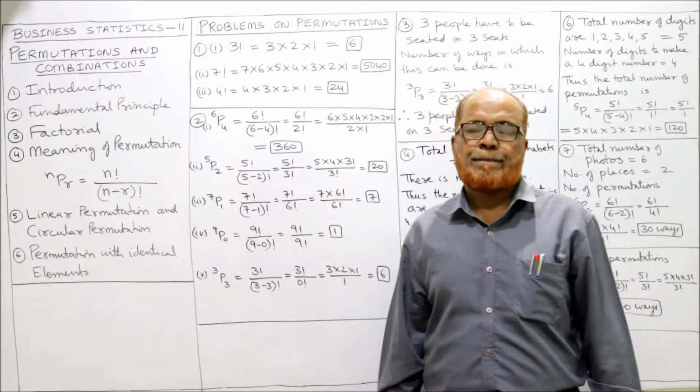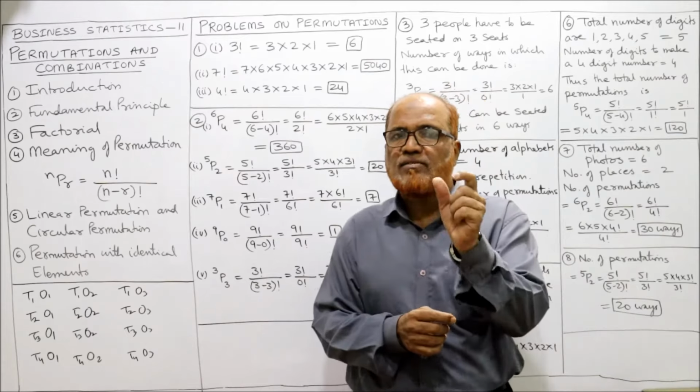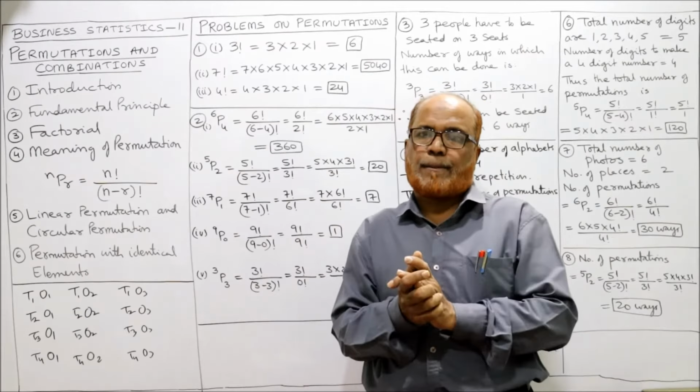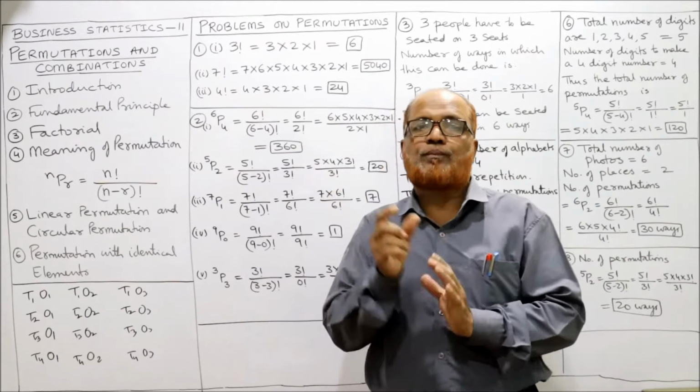3 fours are 12. So this fundamental principle says if we have 2 tasks, let the first task be T1, and this T1 task can be performed in M ways. Another task T2 can be performed in N ways. So totally how many ways can we complete the 2 tasks T1 and T2? Simply we have to multiply M into N. Here M is the number of batsmen, 4, and N is the number of bowlers, 3. 4 into 3 is 12. So this is the fundamental principle in permutation and combination.